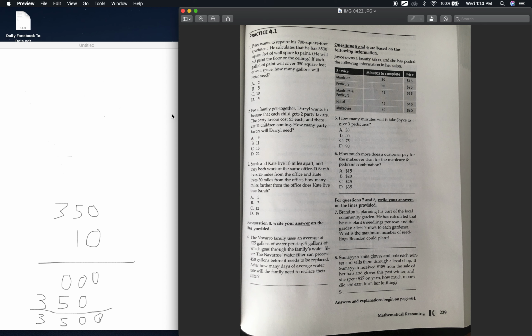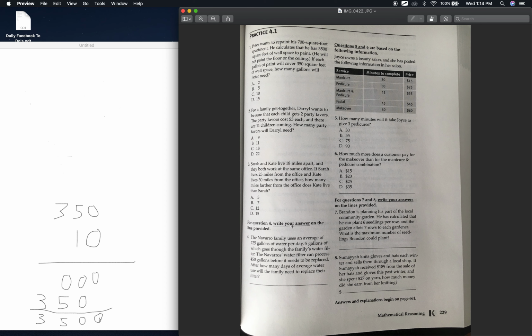Okay, I'm not going to do this problem, but I'm going to tell you how to do it. So we need to do 30 minus 25. Okay, and we know that 30 minus 25 is 5. So basically the answer will show us the difference in the distance that Sarah lives than Kate. So the answer to that one is 5.